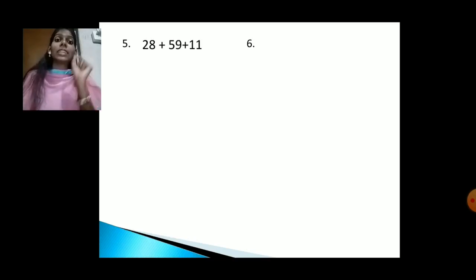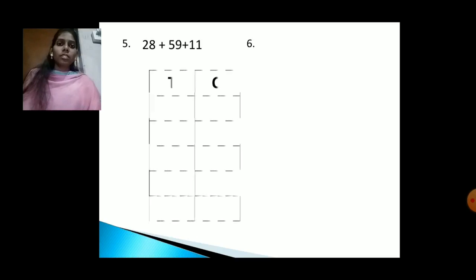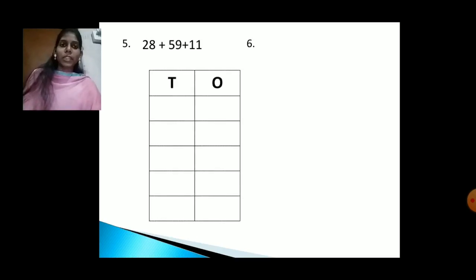Like 28 means 8 will come under the ones place and 2 will come under the tens place. Hence 28. Like that, 59, 11 means you have to read the number properly. Then you have to arrange these numbers at the correct place and then solve the sum. Correct? So first we will arrange 28. We will write 8 under the ones place and 2 under the tens place. Then we will write 59, and before that we will put the addition sign.